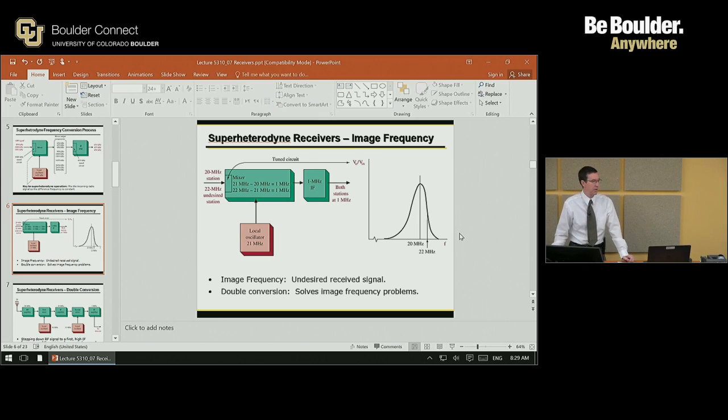Now, if that filter happened to be a super high Q, very, very narrow filter, it might be able to completely filter that out. But as you can see in this particular figure, it's probably reduced the amplitude maybe by half, if this figure happened to be exact. So you'd still hear it. So the image frequency is the undesired received signal. And the way we get rid of that image frequency is, instead of just doing 1 stage of the superheterodyne, we do 2 stages of it. So if we do double conversion, then we're able to get rid of that second one.